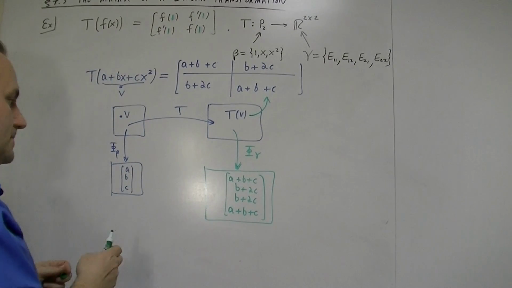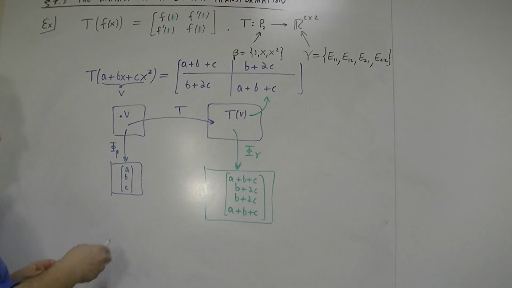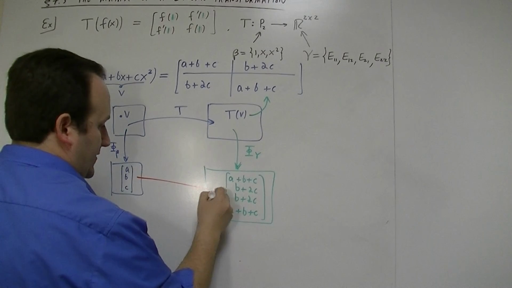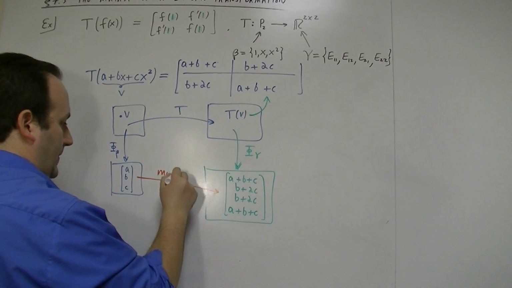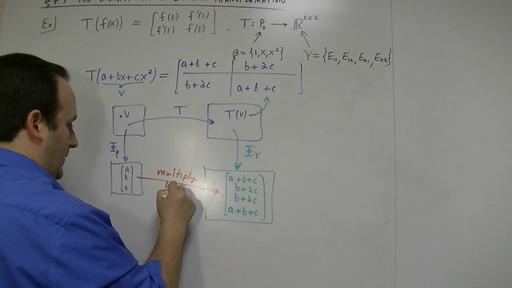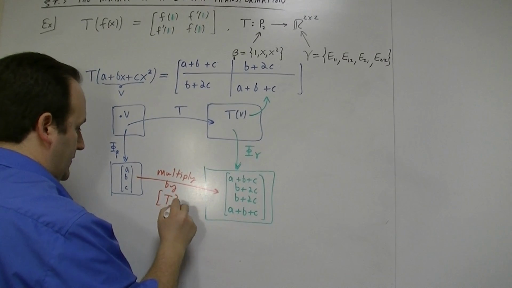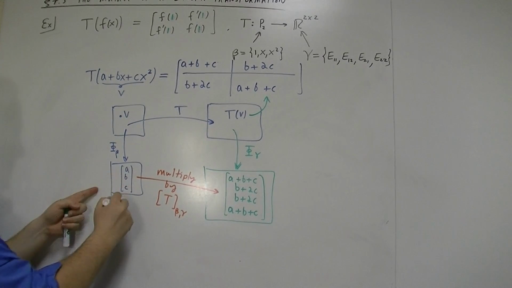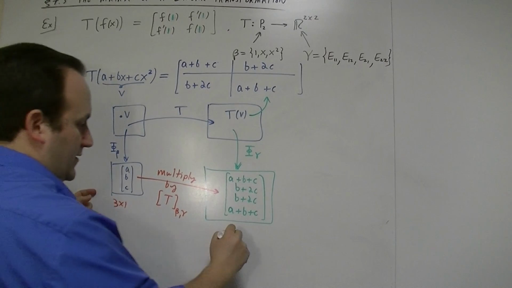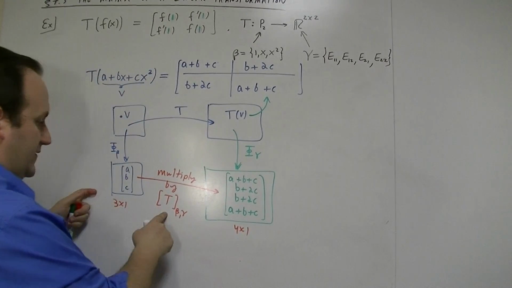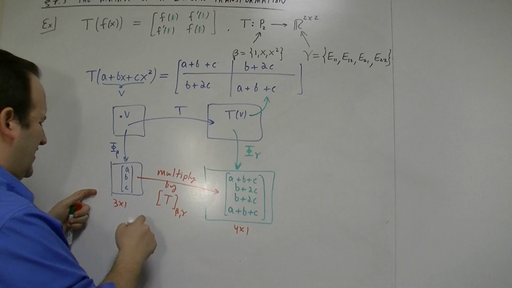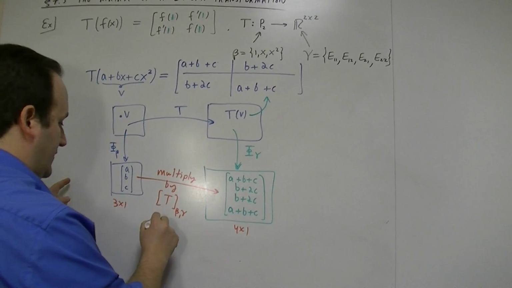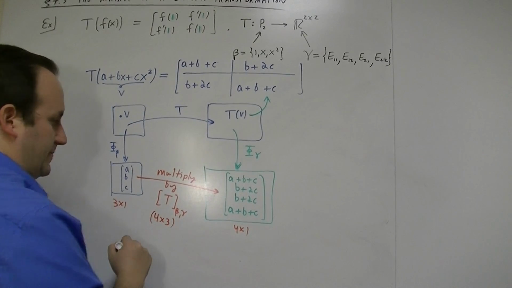So I need to be able to get from here to here, something multiplying a, b, c, by multiplying the matrix T beta gamma. What's the size of this matrix? I'm going from 3 by 1 to 4 by 1. So this better be a, did I say 3 by 1? Is that right? Yeah. So it better be 4 by 3, right? I better have a 4 by 3.